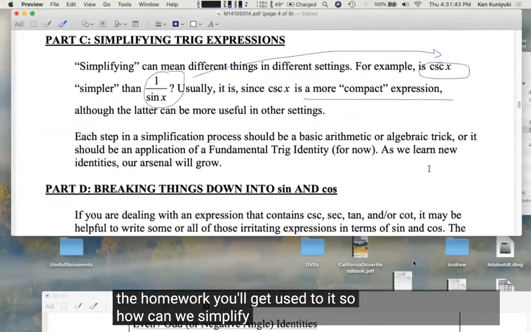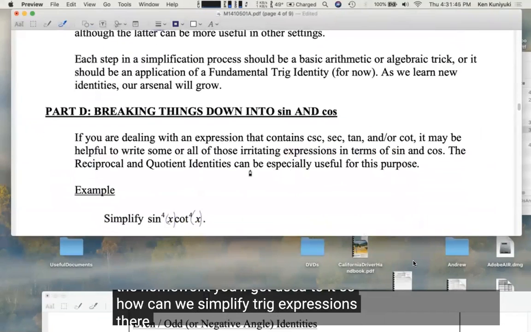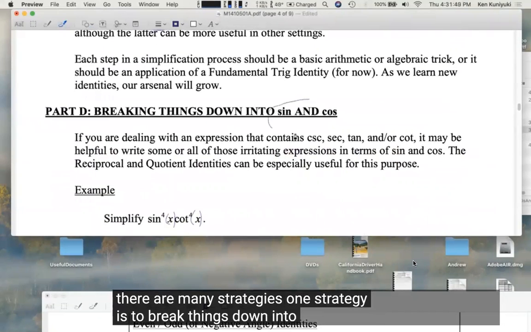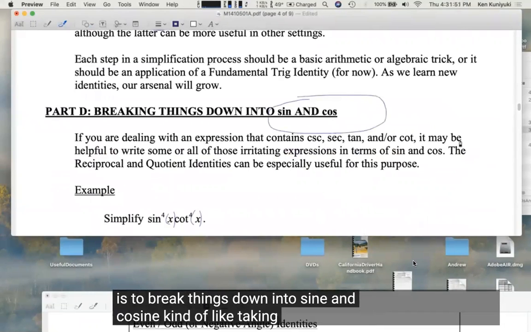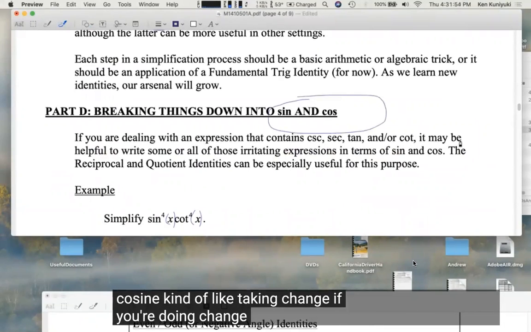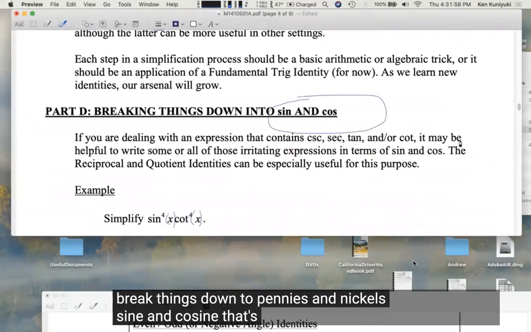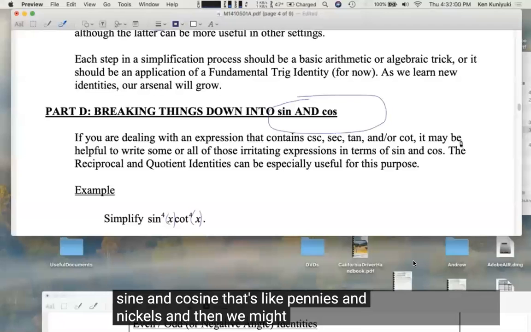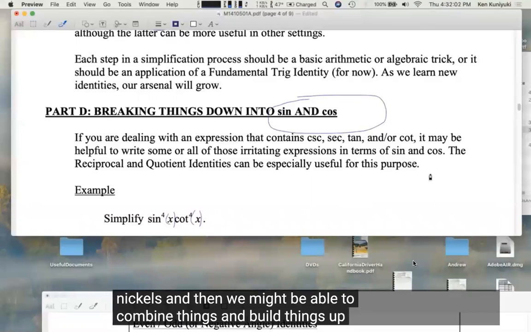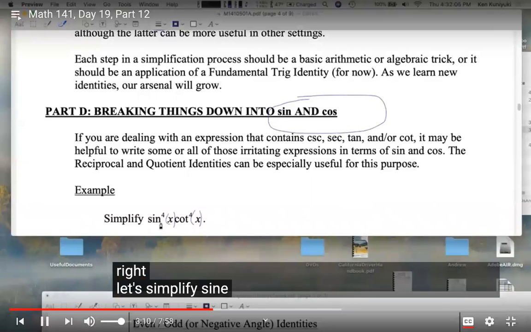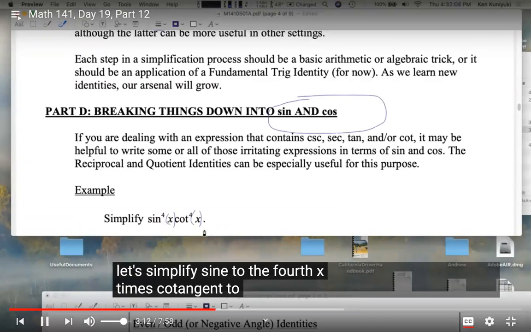So, how can we simplify trig expressions? There are many strategies. One strategy is to break things down into sine and cosine, kind of like making change. If you're making change, maybe you want to break things down to pennies and nickels. Sine and cosine, that's like pennies and nickels. And then we might be able to combine things and build things up. All right, let's simplify sine to the 4th x times cotangent to the 4th x.